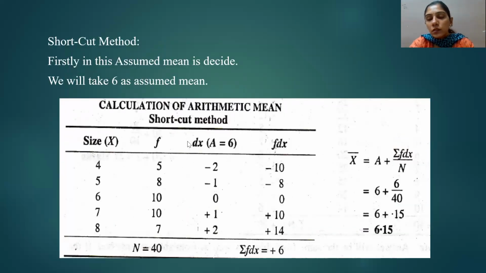So in this shortcut method also we have to take an assumed mean. First of all we have to decide what the assumed mean will be. For this specific question, we have taken the assumed mean as 6. Basically the assumed mean is required to calculate dx. When we have to calculate dx, we require this assumed mean, because in the shortcut method the formula is A plus sigma f dx upon n.